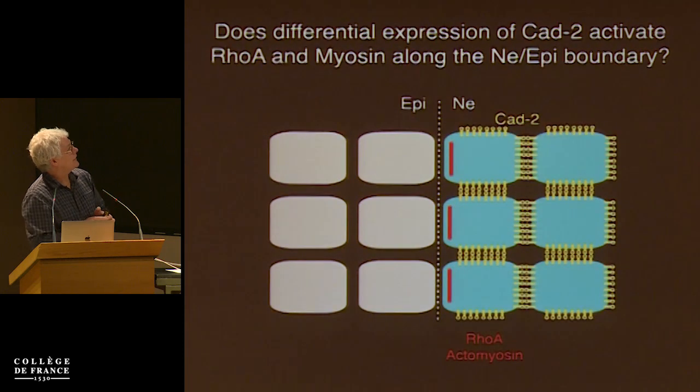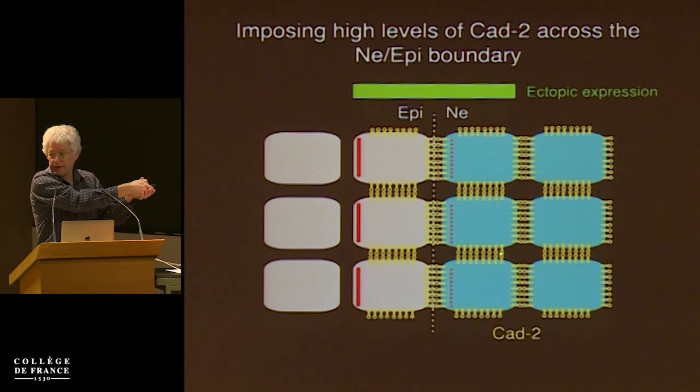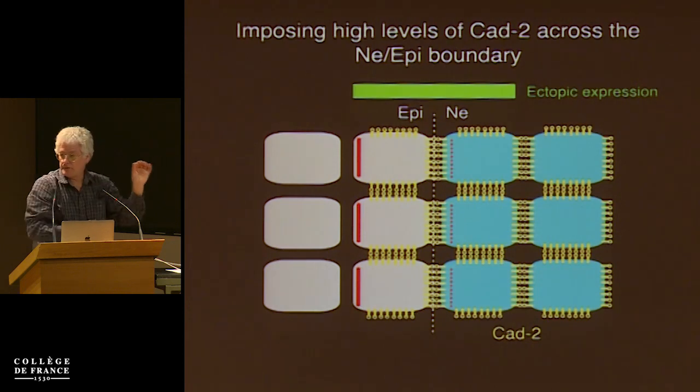So how could one now test the idea that differential expression and this homotypic polarized localization could be important for activating myosin and RhoA at this boundary? Well, here we can take advantage of tricks that we can use in the system to drive tissue-specific expression. So for example, this model predicts that if you were to ectopically express cadherin 2 across the boundary so that you equalize expression at this boundary, you should turn off myosin and Rho here, and you should activate myosin and Rho at this new boundary.